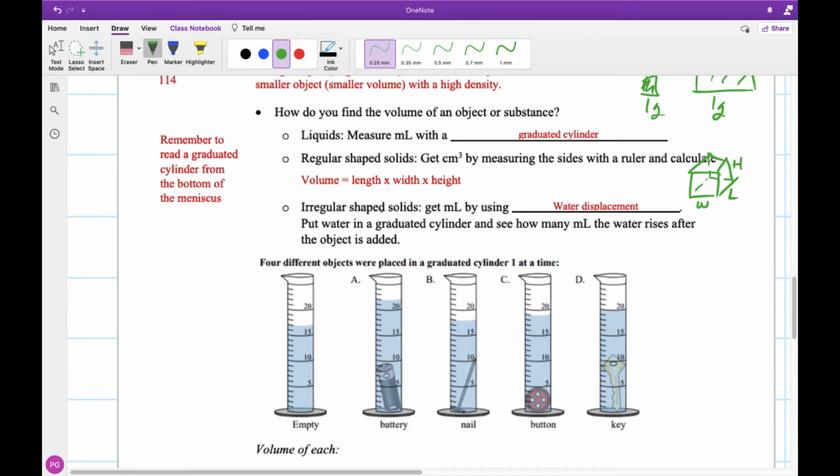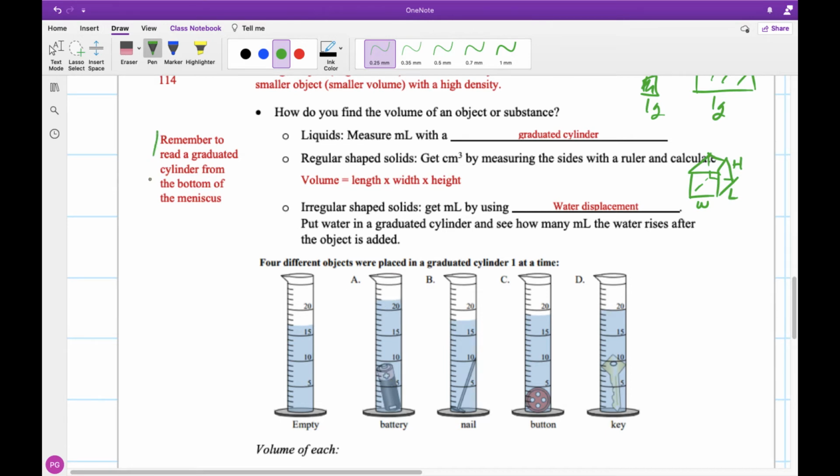If we have an irregularly shaped solid, so that's something that doesn't look like this, we can use something called water displacement, which is basically you fill a graduated cylinder with a bit of water, and then you put your object in it, and you see how much the volume rises. And the difference would tell us what the volume of our object is.